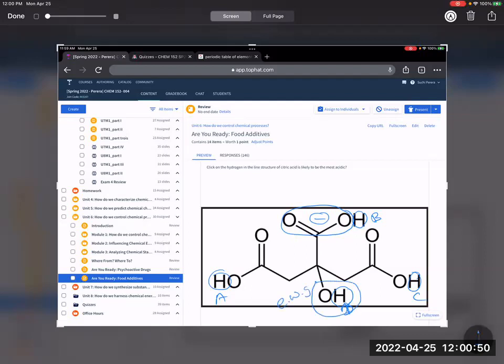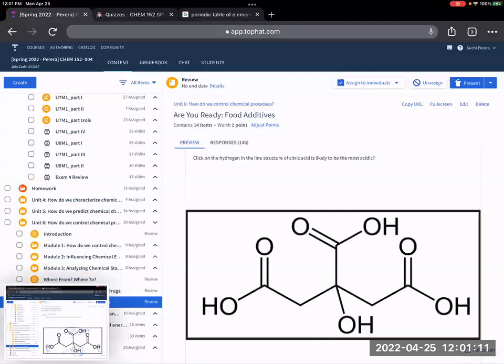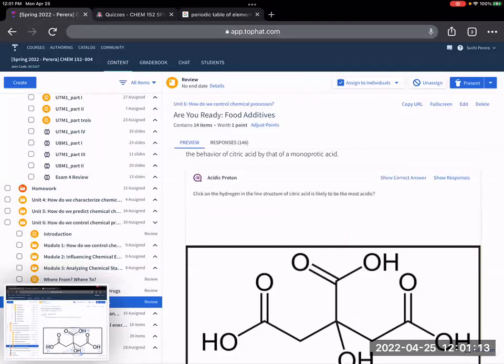Okay, and as a result of that, the proton B can be expected to be more acidic than the other ones. It should be the most acidic proton because it is closest to an electron withdrawing group. So the correct answer must be that particular proton. Let's go back to the site and check. Okay, the correct answer is this particular proton over here.